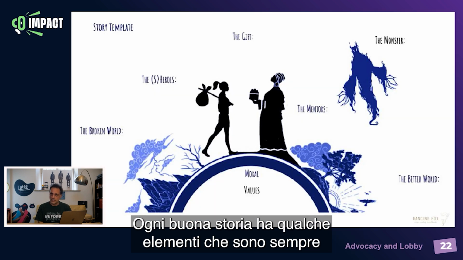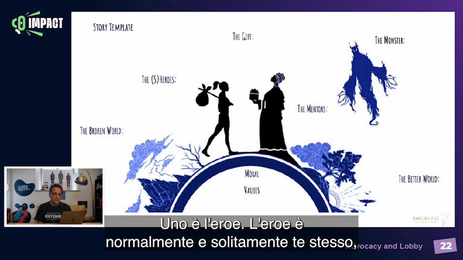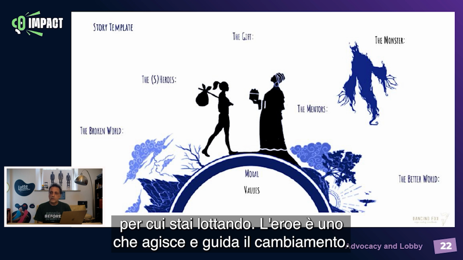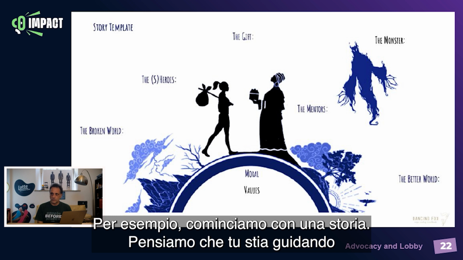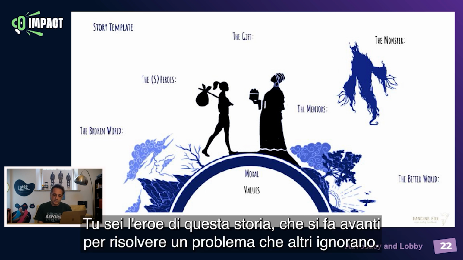Every good story has a few elements that are always the same over thousands of years of human history. One is the hero. The hero is usually yourself, your organization, or the people directly affected by the issue that you are fighting for. The hero is the one who takes action and drives change. For example, let's think that you are leading a campaign to ban plastic waste in your city. You are the hero of this story, stepping up to solve the problem that others are ignoring.